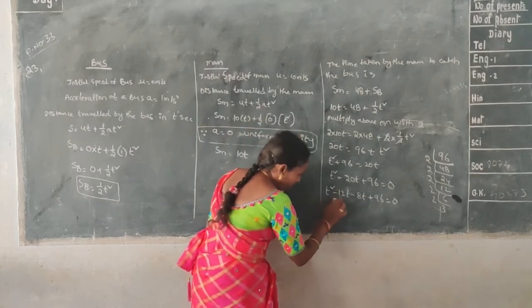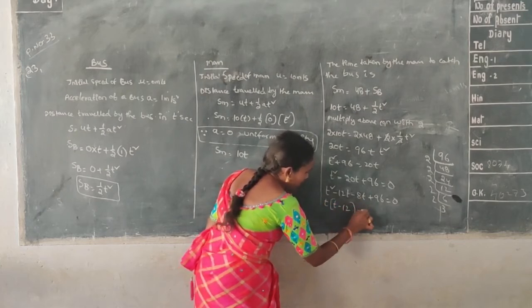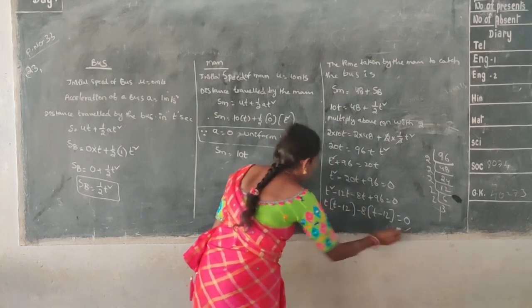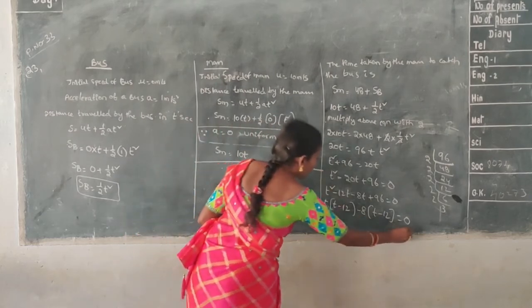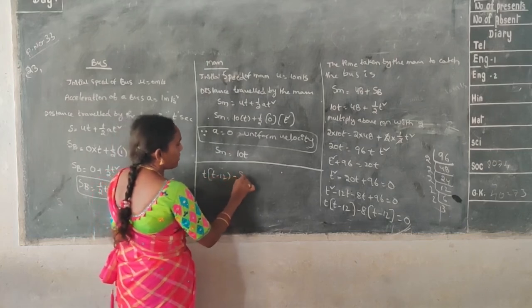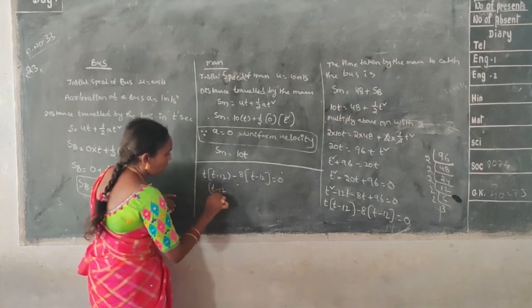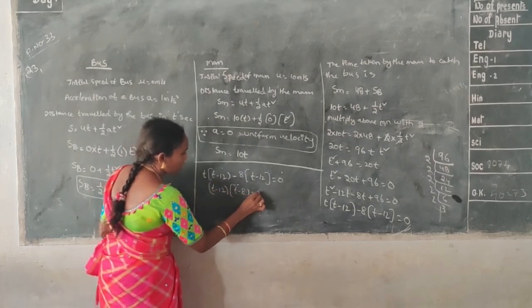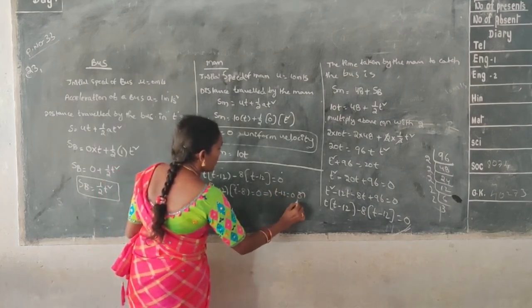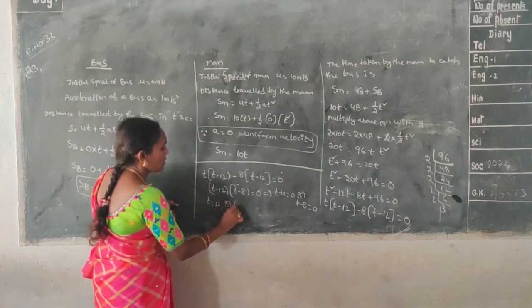From this equation t is a common factor. Here t minus 12, and minus 8 is common, t minus 12 is equal to 0. So t into t minus 12 minus 8 into t minus 12. Here t minus 12 is common out. T minus 12 into t minus 8 is equal to 0. After that, t minus 12 is equal to 0 or t minus 8 is equal to 0. That means t is equal to 12 or t is equal to 8.